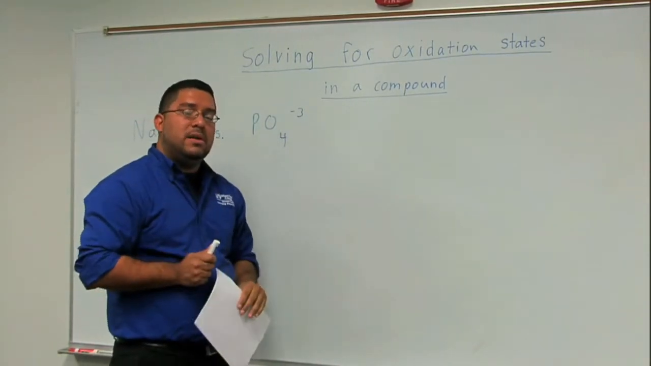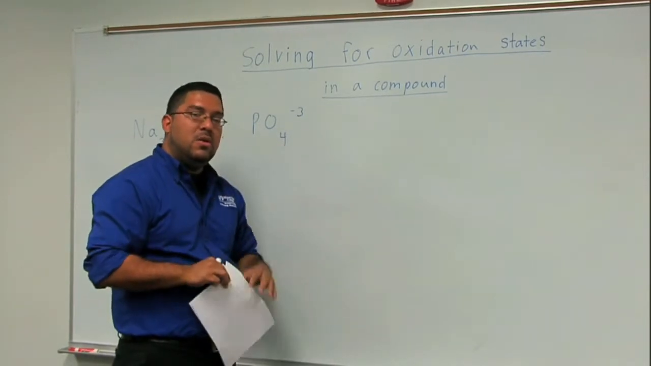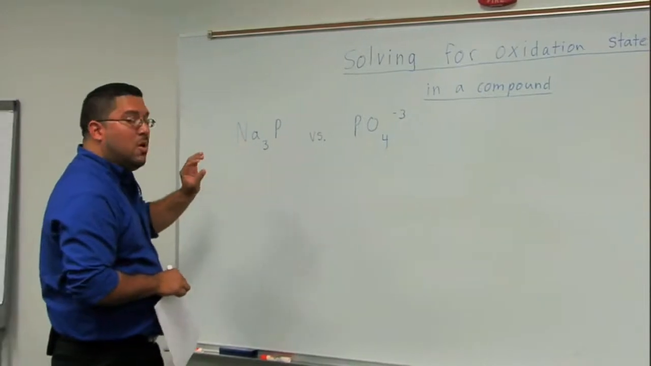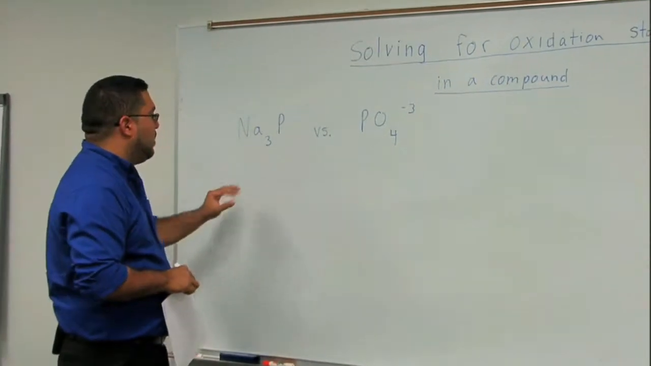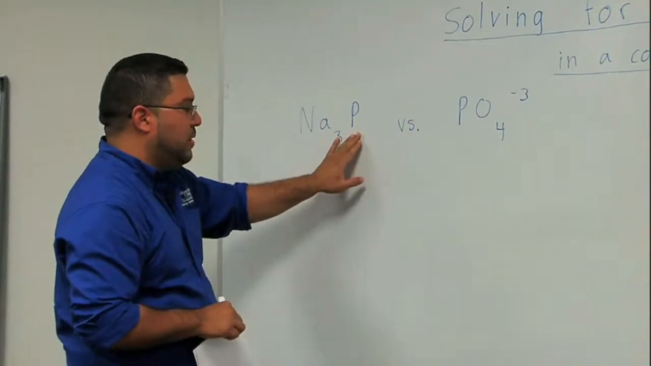I would like to remind you, though, before we begin, of some of the more important points that you have to be thinking about when you're trying to solve these problems. The very first thing you have to be aware of is what type of compound am I dealing with? Here we have an ionic compound. You have a metal and a non-metal component.